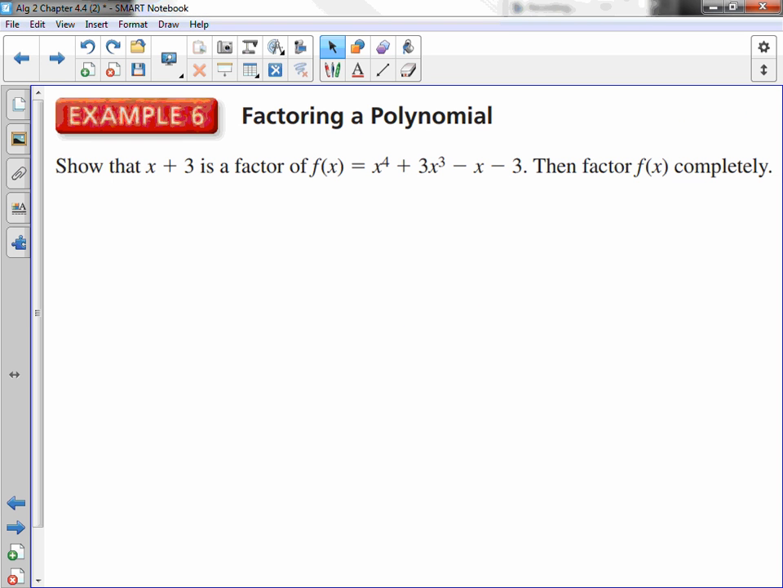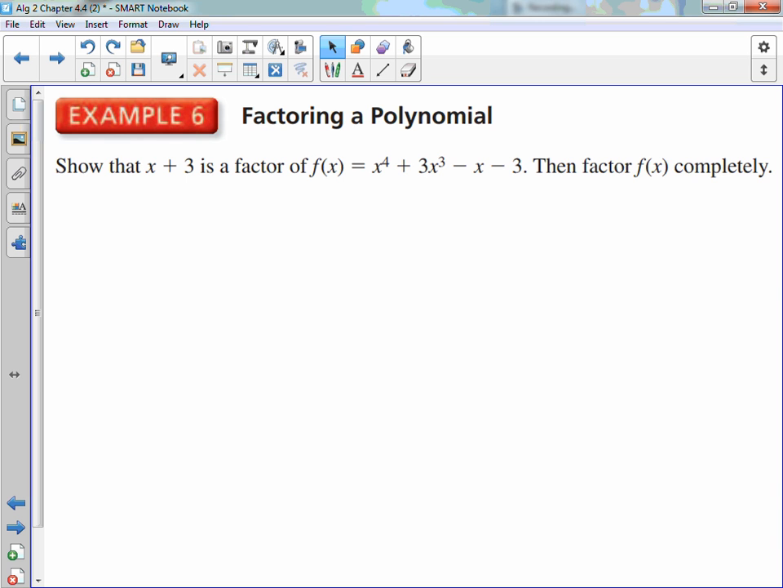The last example or type that we're going to, this isn't the last one, but the last type we're going to look at. There's a slight change. Can anybody see what it is? Well, one thing it's telling us what? Show that. So is x plus 3 going to be a factor? It has to be. Because what are they telling us? They're telling us to show that it is. So they're telling us out front, x plus 3 is a factor because they're telling us to show that it is. They wouldn't tell us to show that it is a factor if it wasn't already.